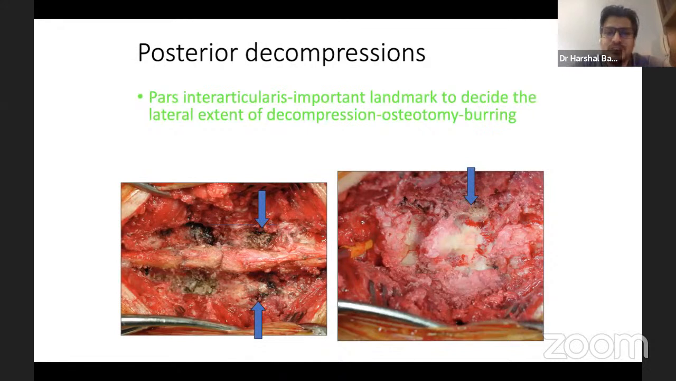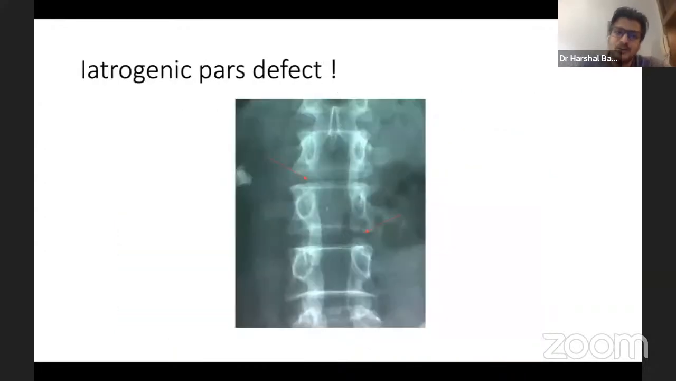You should always look for the landmark, which is the pars interarticularis, and we should always preserve more than 5 mm of pars interarticularis. I would say up to 7 to 10 mm, but at least 5 mm should be preserved, because when we burr or osteotomize, we don't want to cause an iatrogenic pars defect or iatrogenic instability.